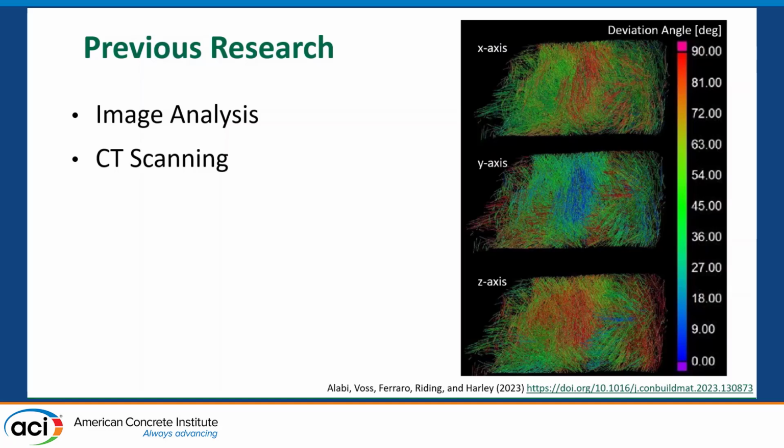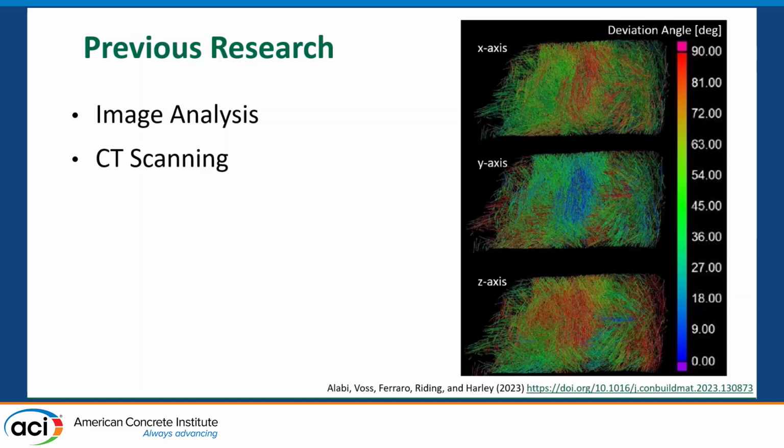Another technique to quantify fiber orientation and volume is called CT scanning, or computed tomography scanning. It allows us to see what's happening inside the structure. A study was conducted by the University of Florida that shows the examination of a fiber-reinforced specimen. As you can see in this picture, this image shows the fiber orientation analysis with the CT scanner, and the fiber orientation was analyzed in three axes: the X axis, Y and Z.